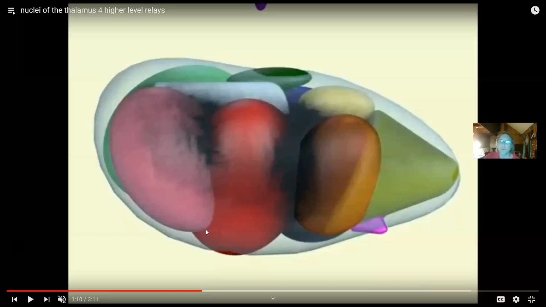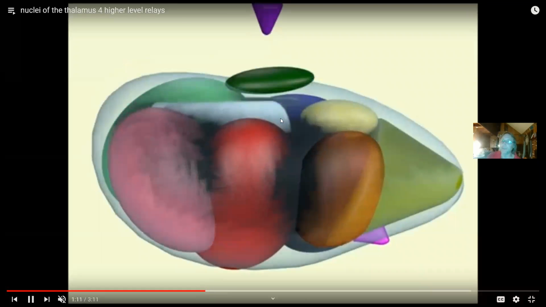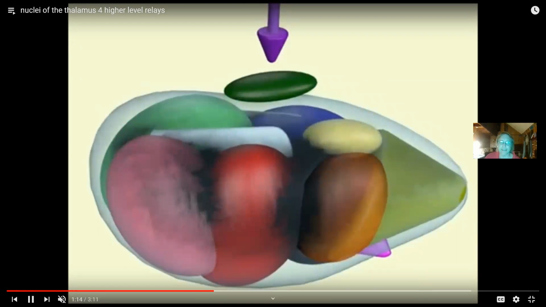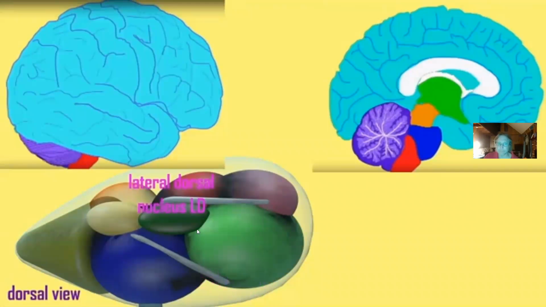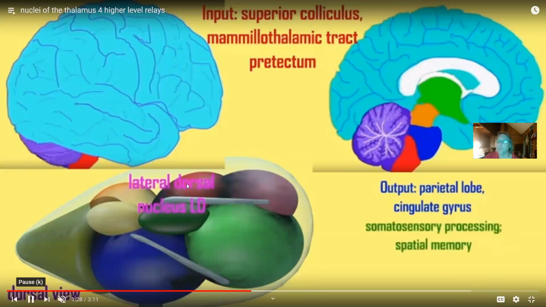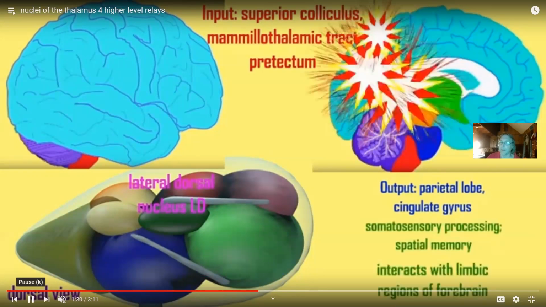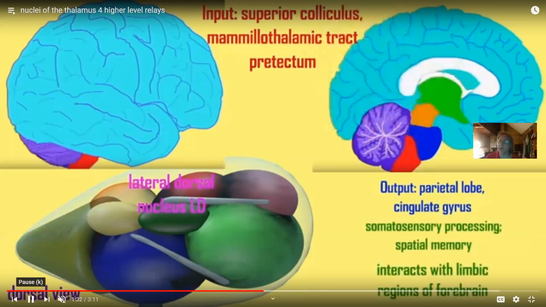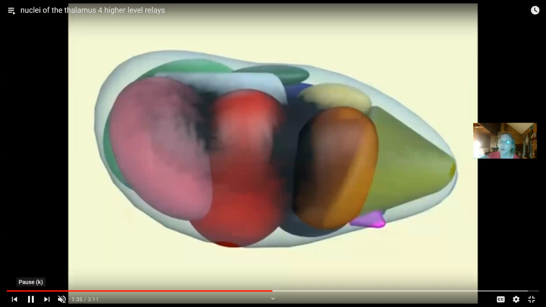So there are several nuclei which participate in these higher order relays, such as the lateral dorsal nucleus. Here, the darker green. It's getting input from the midbrain, the hypothalamus, and other places, and then going out to the parietal lobe and this region of the cingulate gyrus, where it's helping with the processing of somatosensory information and spatial memory.